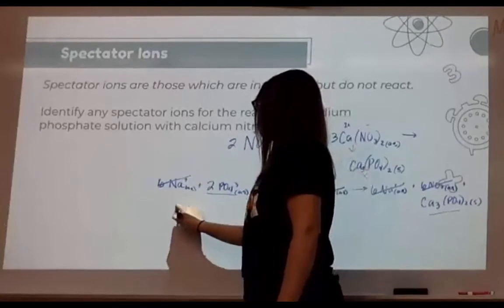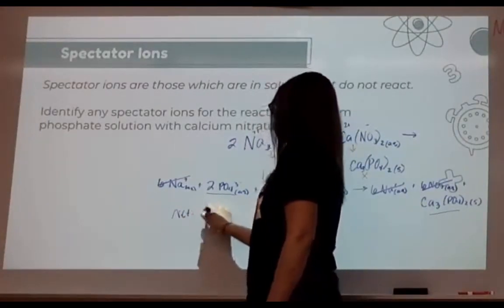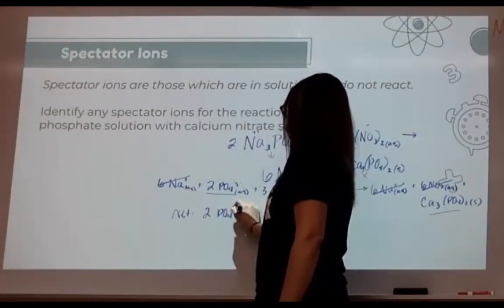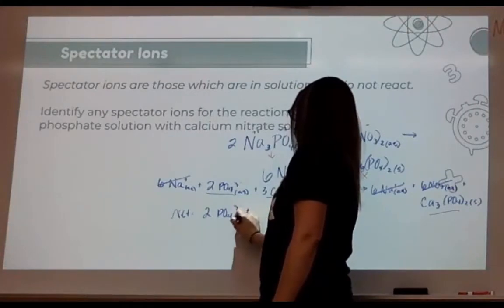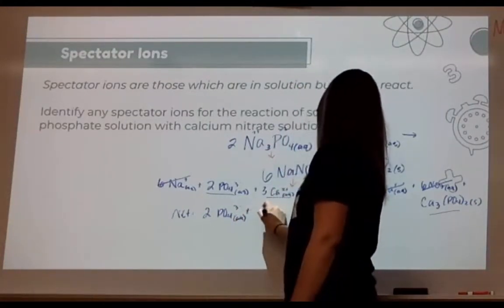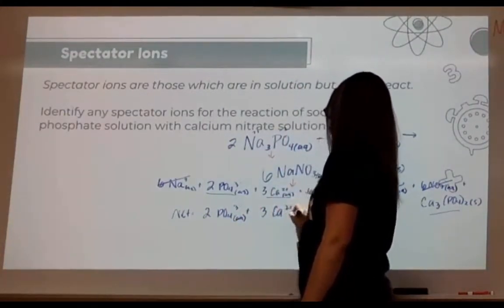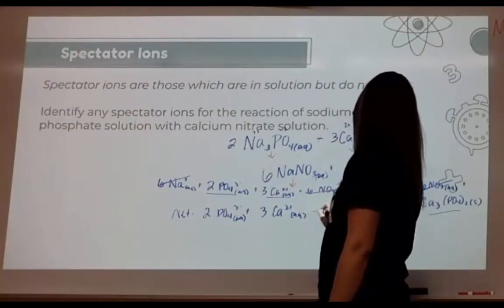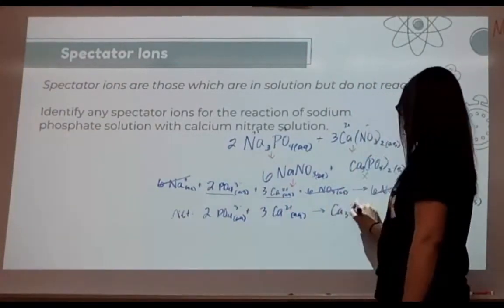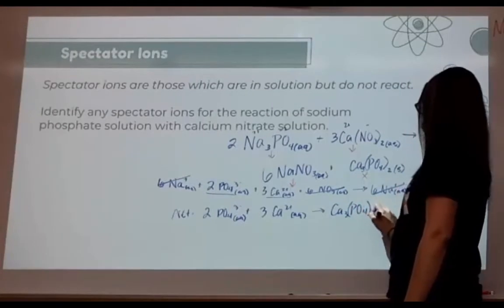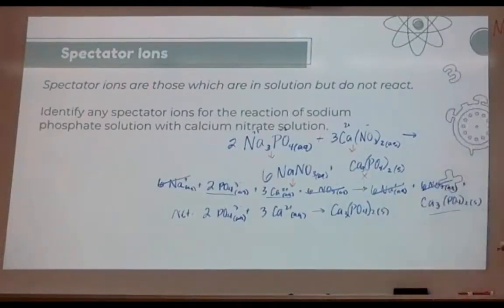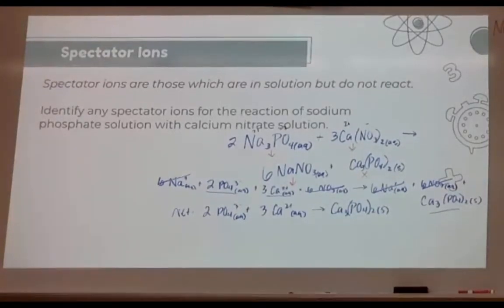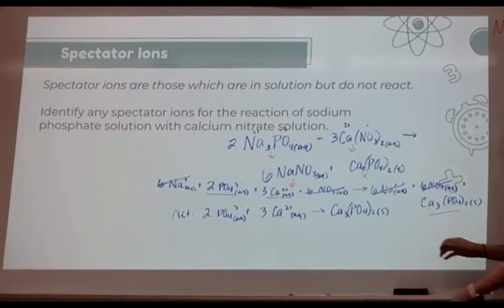So my net is showing the actual chemistry that's occurring. So aqueous 3 Ca 2 plus, plus 2 PO4 3 minus yields Ca3(PO4)2 solid, and notice that it still is balanced. There's still 3 Ca's, 2 PO4's. So, there's our net ionic equation.